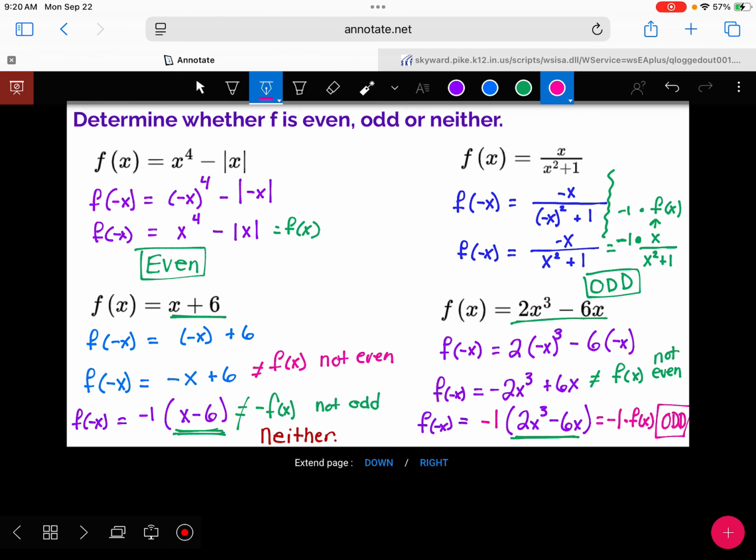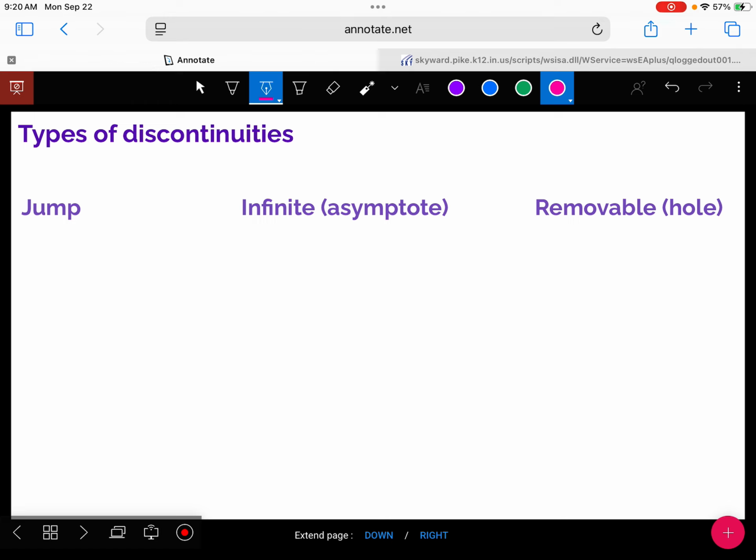Okay. The next thing we're going to do is going to be very different, because we're going to talk about discontinuity. And we have 3 kinds of discontinuities we're going to work with.